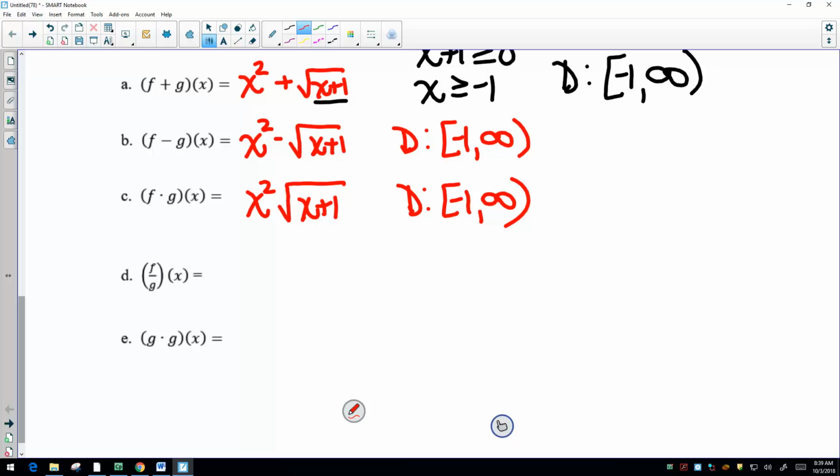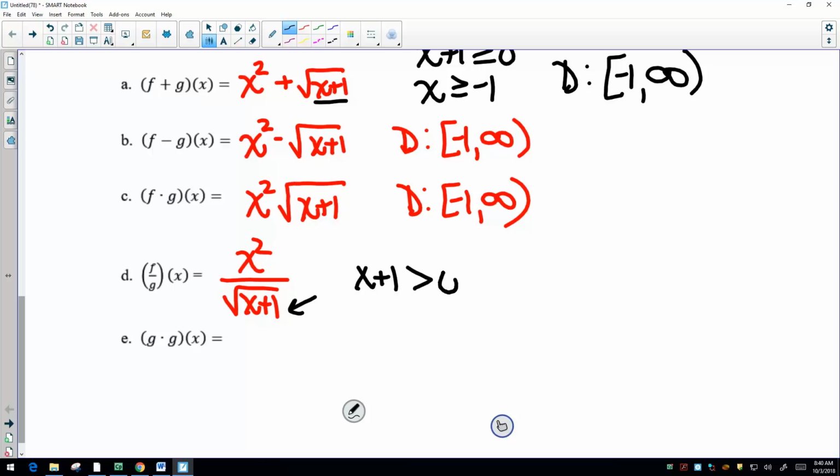Division is the one we have to be careful with. Writing the function is not too bad, we just simply divide them. The only other thing we have to think about now is that not only do we have the square root, but we also have a denominator. In our first three we said the value could equal 0, but because it's in the denominator now, it cannot even equal 0.